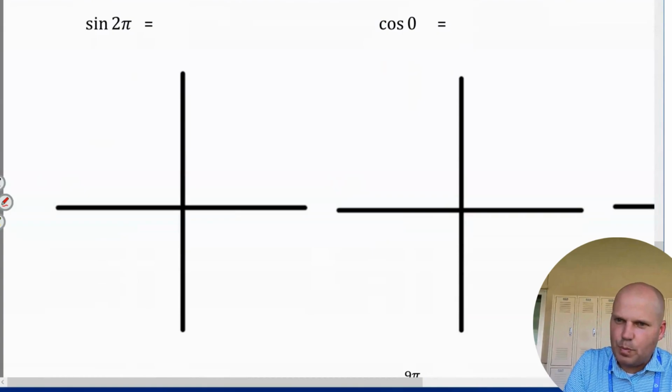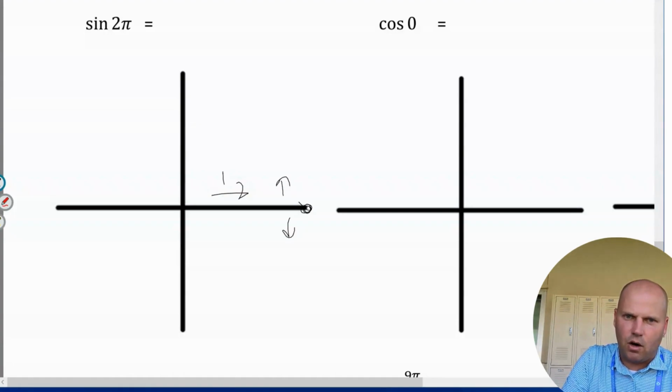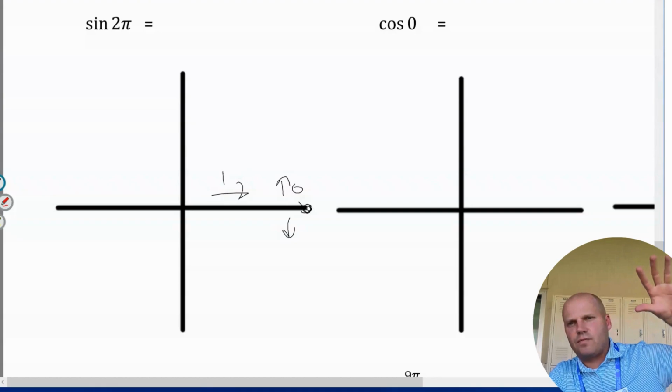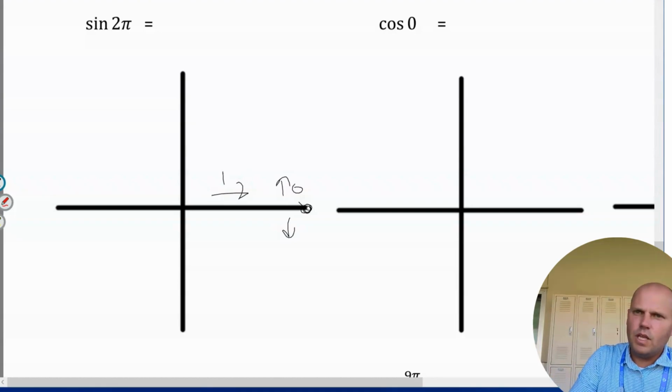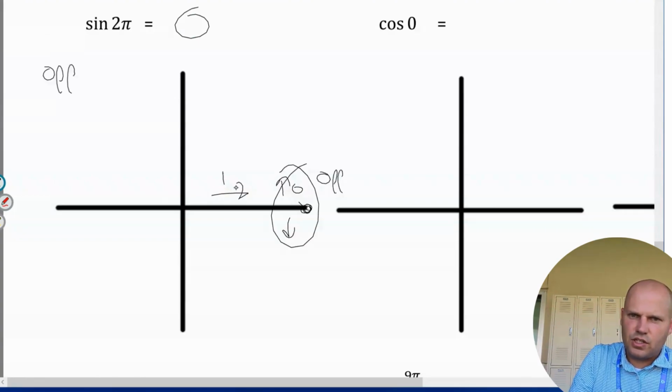Okay, the sine of 2 pi. 2 pi is all the way around here. How do you get all the way around here? You go to the right one. You do not go up or down at all. So the sine of 2 pi is 0. Sine being the opposite. This is the opposite. This is the adjacent.